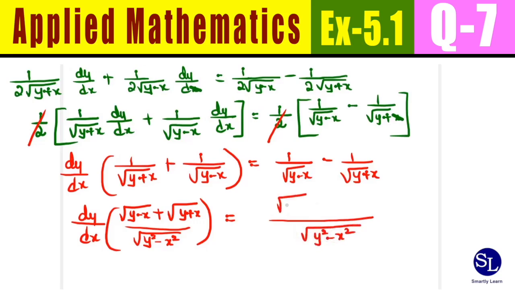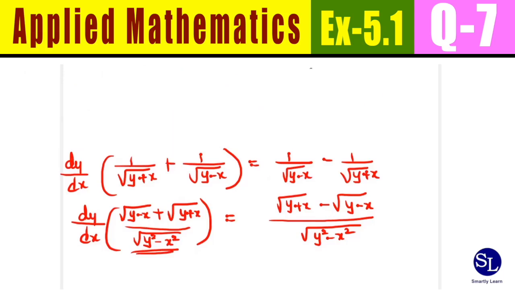Now here it is: root of y plus x minus root of y minus x. Now I'm going to keep the dy by dx on the left side, and in the next step I'm going to take this whole expression to the right side. So let's do that now. In this case, the dy by dx, I'm going to leave it on the left side.